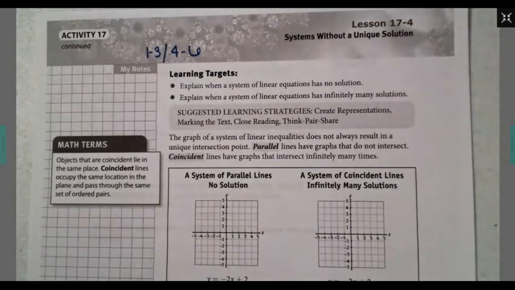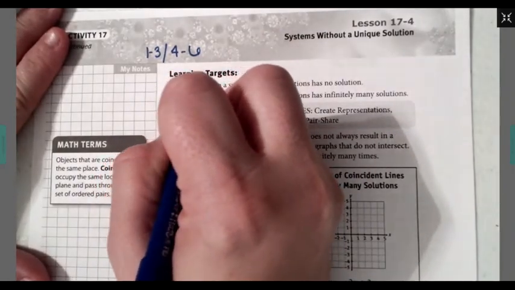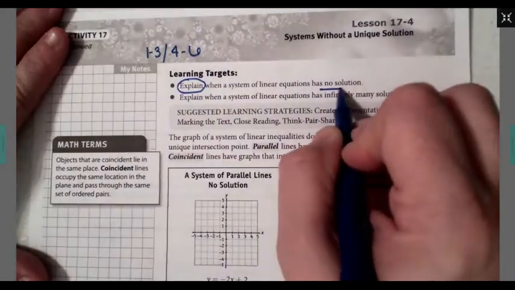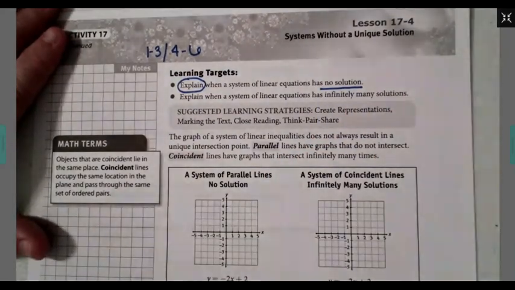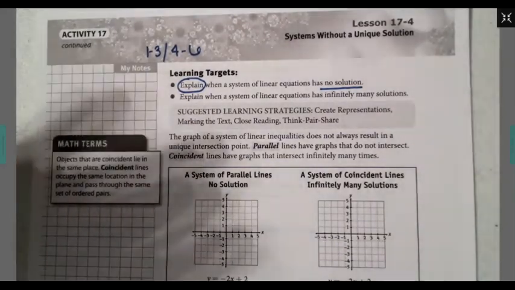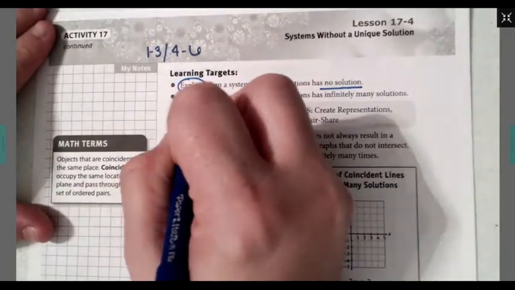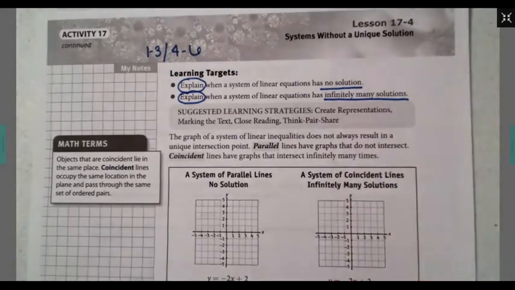Let's take a look at our learning targets. It says, 1. Explain when a system of linear equations has no solution. So explain, and we're going to put no solution. 2. Explain when a system of linear equations has infinitely many solutions. So we're going to explain infinitely many solutions.